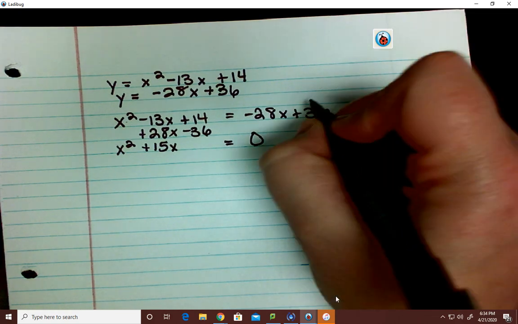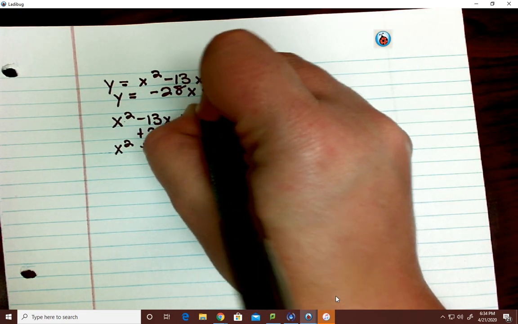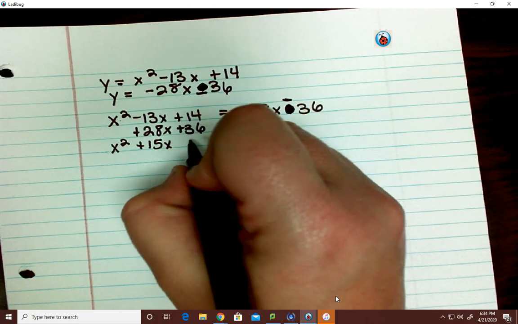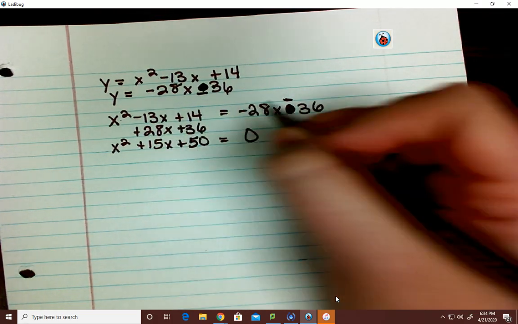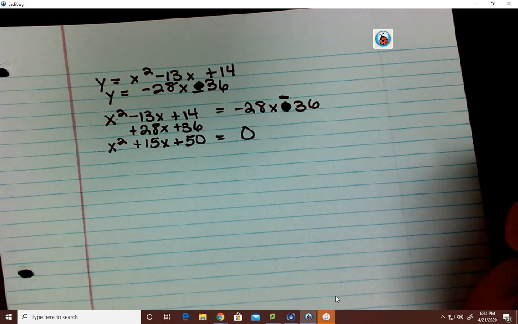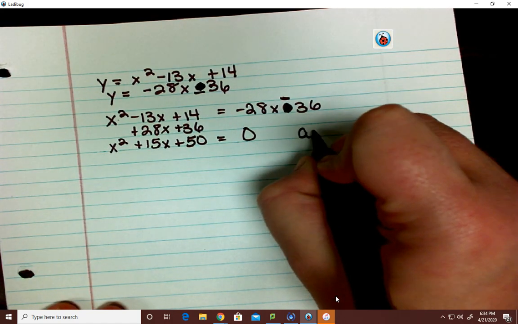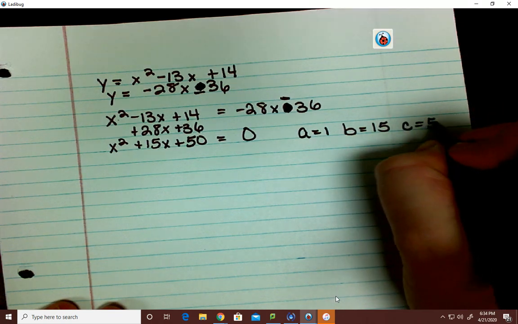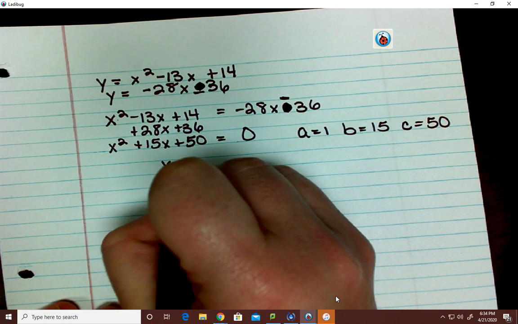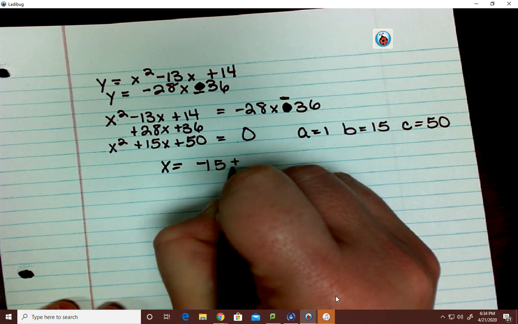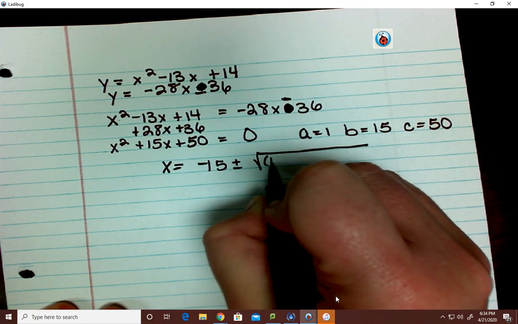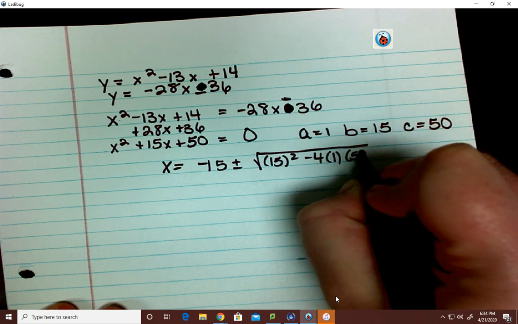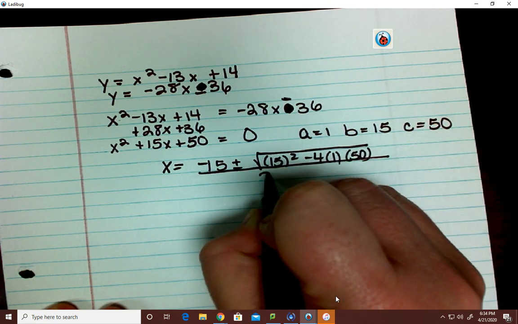Actually, I wrote that wrong. Let's make this a minus 36. Sorry. So that would be add 36, so that's going to give me 50. Then I plug in the quadratic formula. A is 1, B is 15, C is 50. So negative b plus or minus square root of b squared minus 4ac over 2 times a.